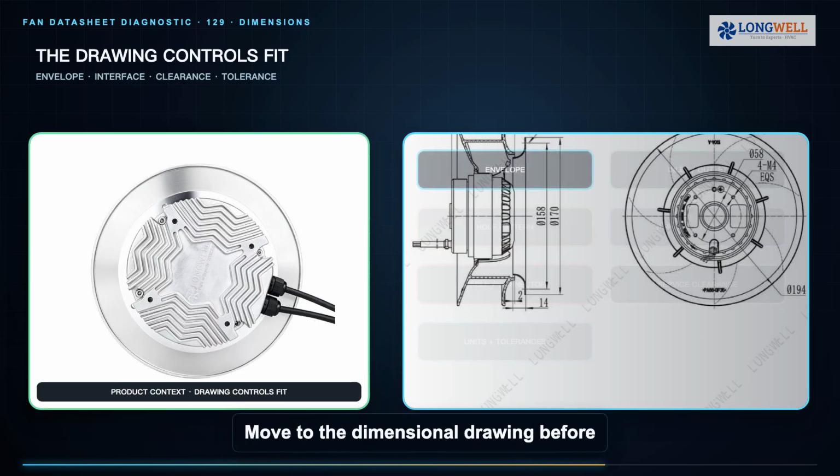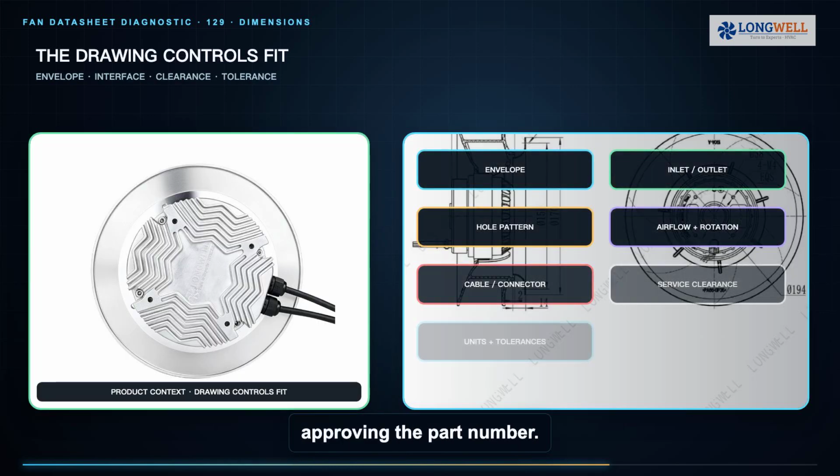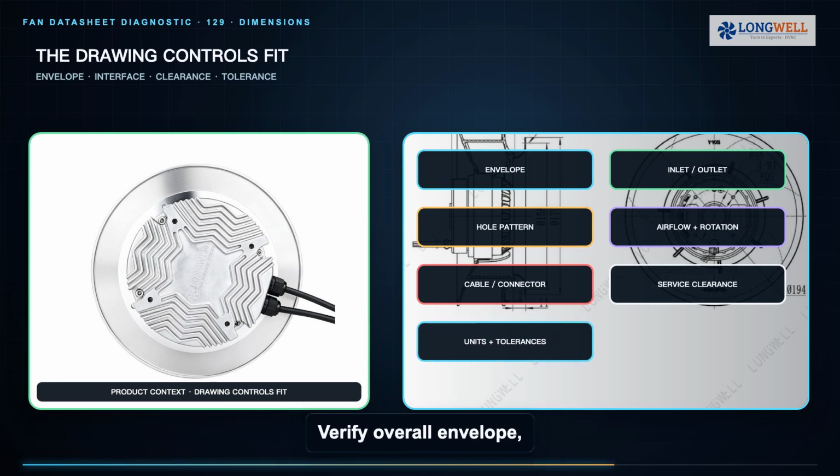Move to the dimensional drawing before approving the part number. Verify overall envelope, inlet and outlet geometry, hole pattern, shaft or impeller position, airflow and rotation arrows, cable exit, connector clearance, service access, mass, units, and tolerances. A nominal diameter is not an interchangeability guarantee. Overlay the supplier drawing on the available installation space, then mark every interface that must match. The Clean EC fan image on screen gives physical context. The drawing, not the photograph, controls fit.